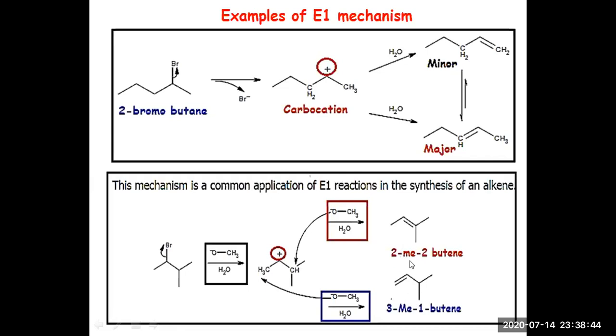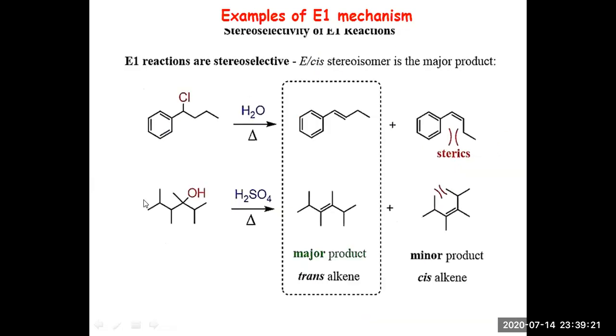So you are expecting two products. One is 2-methyl-2-butene, another is 3-methyl-1-butene. Now you can find out which is more substituted. Here you can see this is a terminal alkene. A terminal alkene will always be less substituted as compared to alkenes where the double bond is within the carbon chain. So out of these two, this is the more substituted alkene, and therefore 2-methyl-2-butene will be obtained as the major product, whereas 3-methyl-1-butene, which is less substituted and less stable, will be obtained as the minor product.